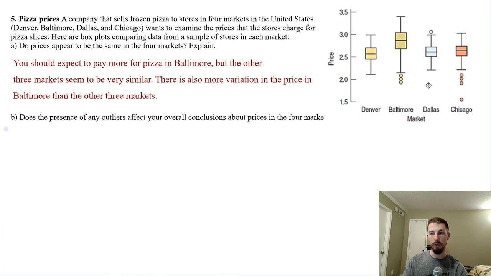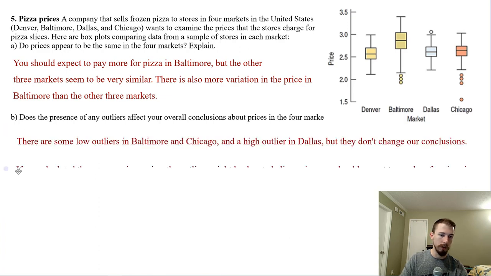They would, of course, skew the means and standard deviations, so we can't use means and standard deviations, but they're not going to change the analysis of our results here. So there's some low outliers in Baltimore and Chicago, a high outlier in Dallas, but they do not change our conclusions.